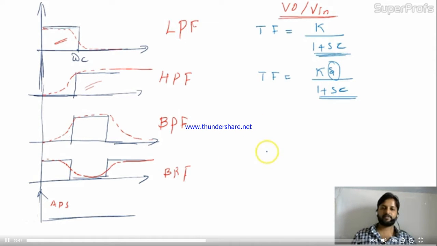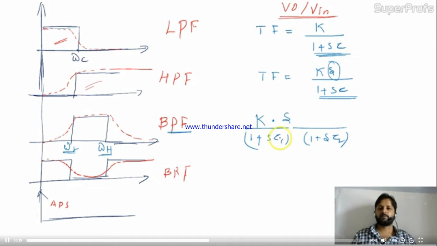What about the band pass filter? In this band pass filter we are getting two frequencies: omega L, the lower cutoff frequency, and the higher cutoff frequency. In the band pass filter, this is a combination of low pass and HPF. So for this I can take 1 plus s tau 1, perfectly fine, and multiply with this also. So we'll get s over here and I'll take another one. So 2 poles.